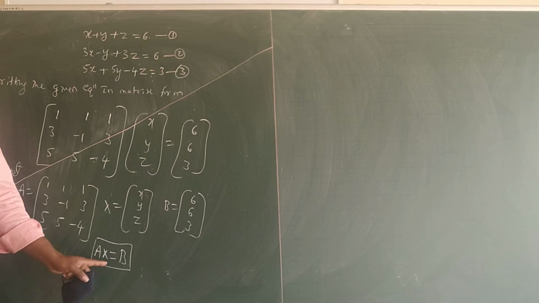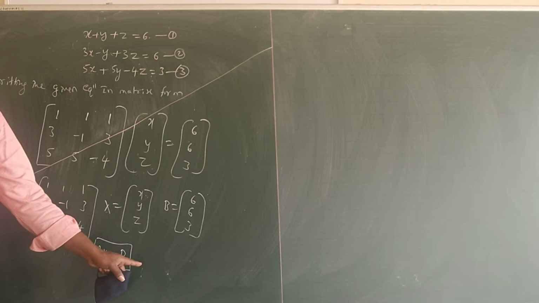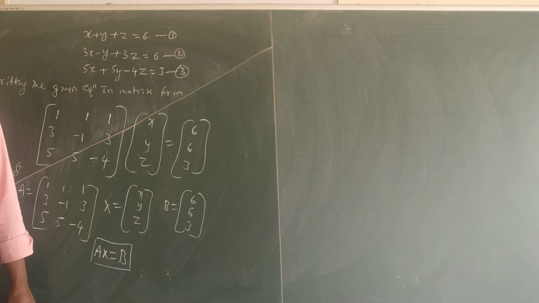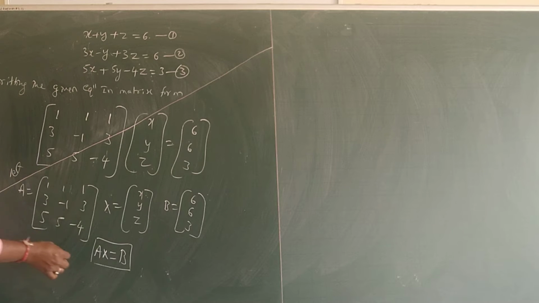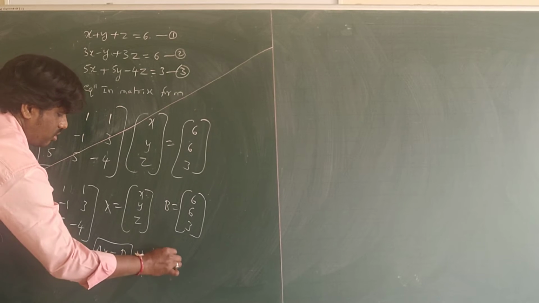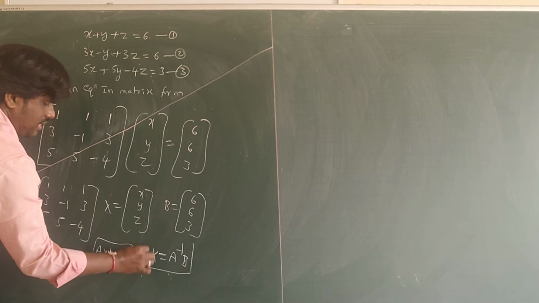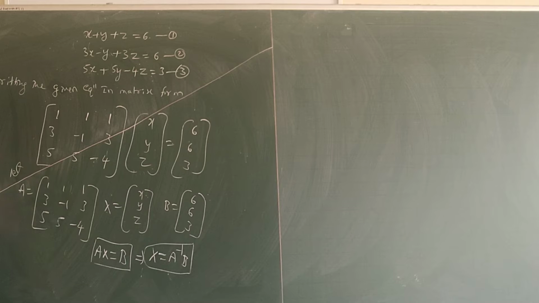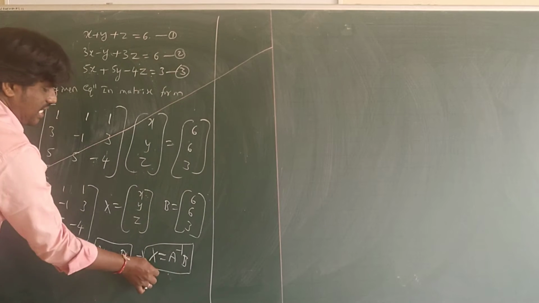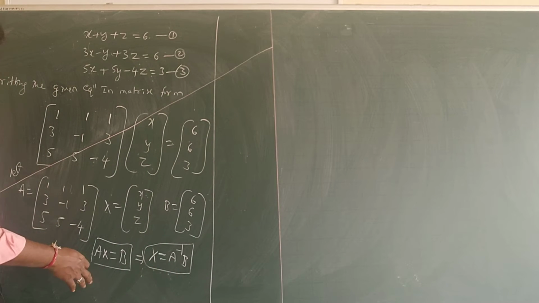AX equals B. Now X we will keep here, A we will send to the other side. So whenever you keep X here, A goes to that side as A inverse. So X is equal to A inverse into B. You can write it like this directly, or if you want steps, you can write directly X is equal to A inverse B. But in boards if you want some steps, multiply A inverse on both sides. You can write this directly if you forget these steps.